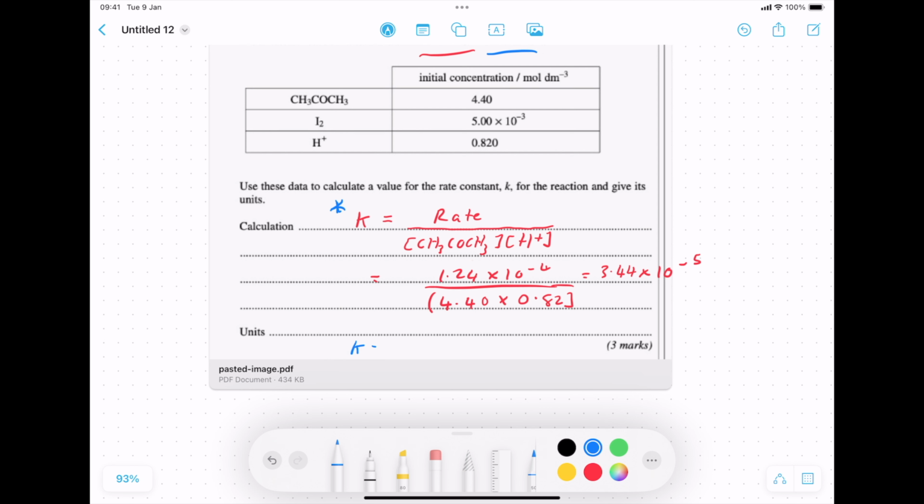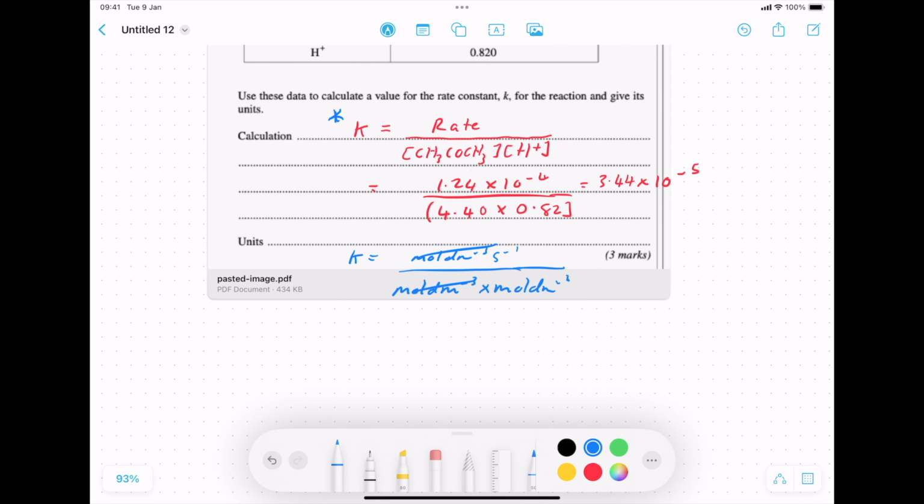So we've got K equals moles dm minus 3 s minus 1 divided by moles per dm cubed times moles per dm cubed. So you'll see there's a moles per dm cubed on the top and the bottom, so I can cancel one of them out. And then that leaves me with s to the minus 1 divided by moles dm minus 3. So finally, to get everything on the top on one line, I need to take the moles per dm cubed from the bottom up to the top.